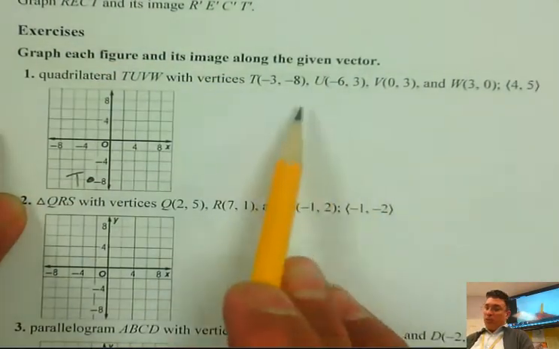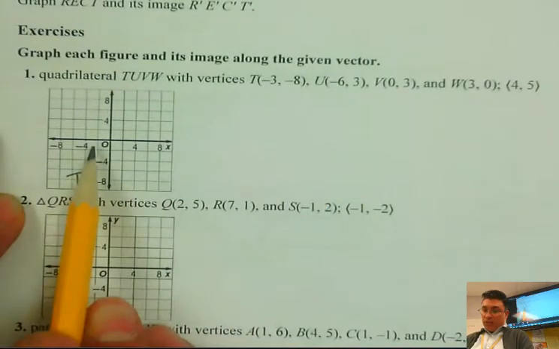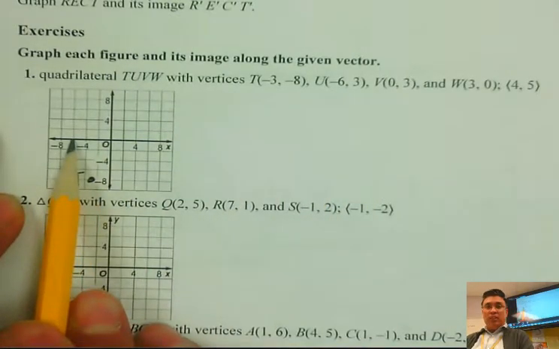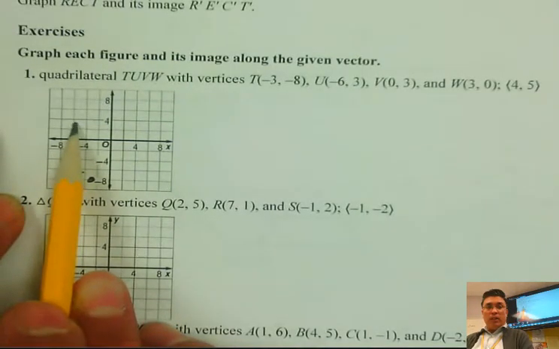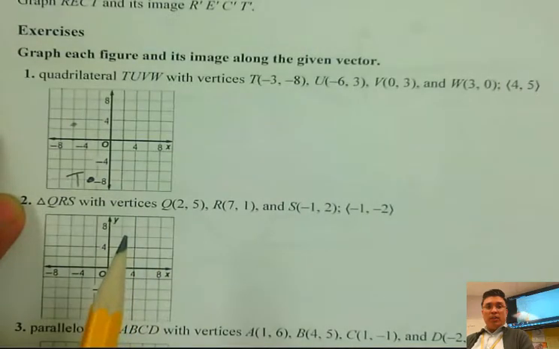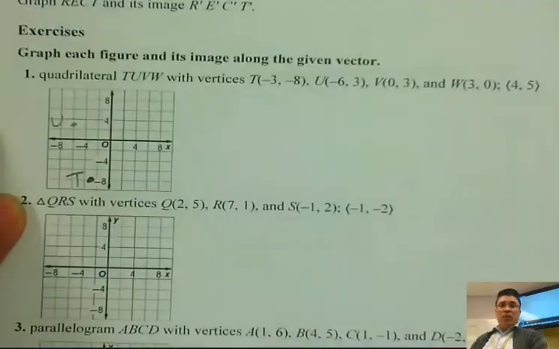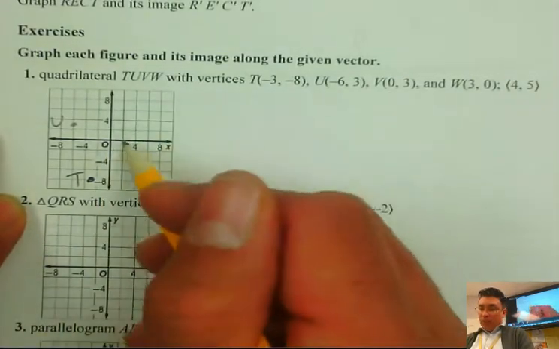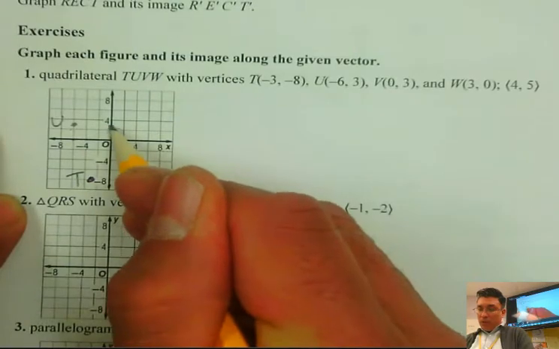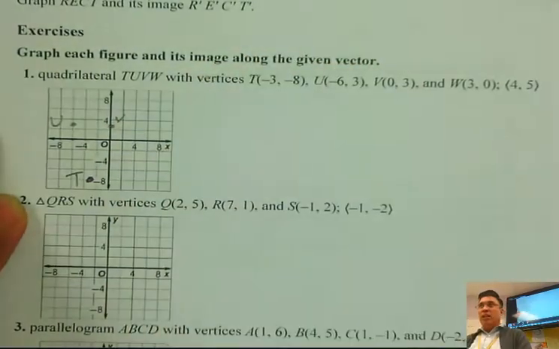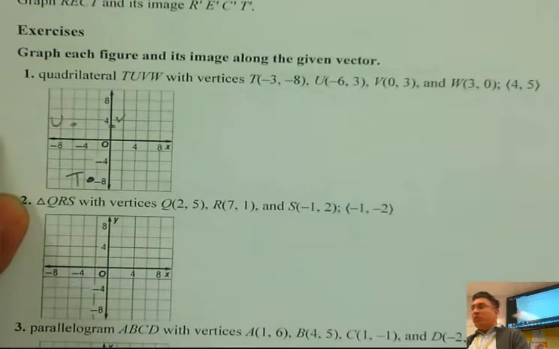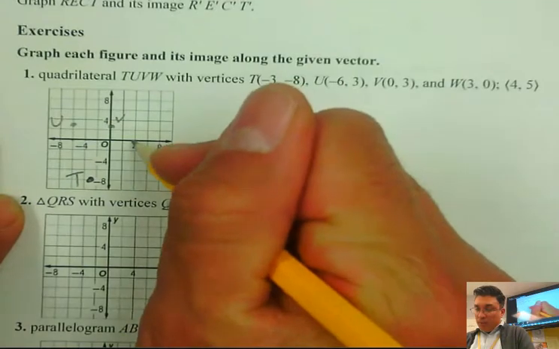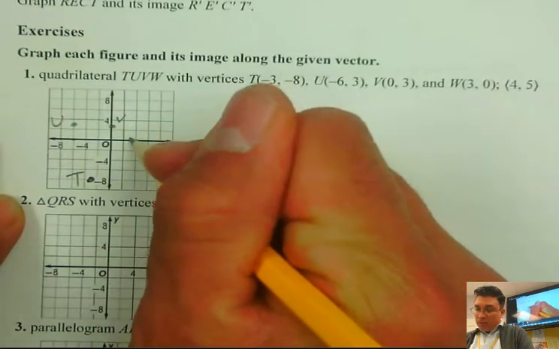Now the next one is the U. U is (-6, 3). So this is 4, then the next one is -6, and then 3. So 2, 3, right in the middle, right there. So this is my letter U. Okay, so now the next one is the V, that is (0, 3). So here is that one. And finally we need a W, and the W is gonna be (3, 0), which is here.